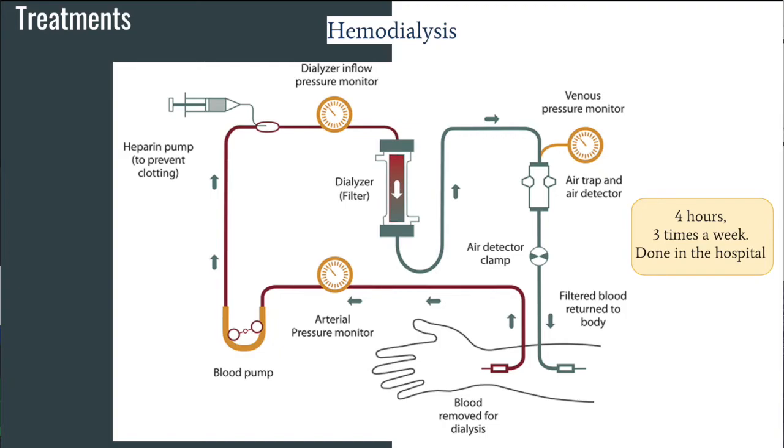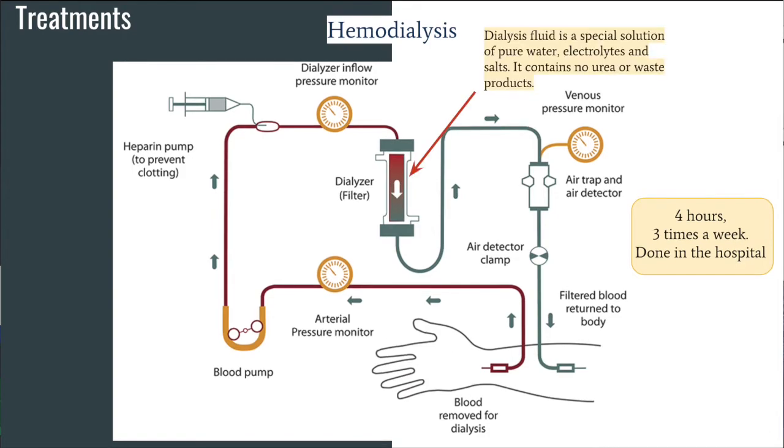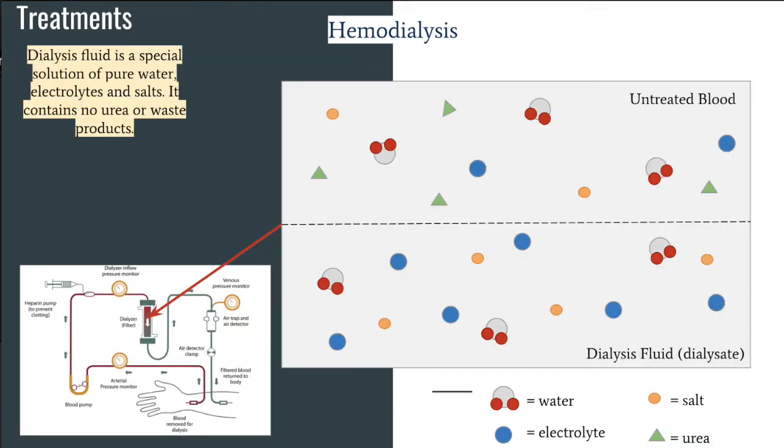And then it's going to go into this dialyzer, and this is where it actually gets filtered. So this filtering area is filled with dialysis fluid, and it's going to be a special solution made up of pure water, electrolytes, and salts. Here it does not contain any urea or any waste products, and this is where diffusion becomes really important. I've created a visual of what actually occurs in the dialyzer or the filter.